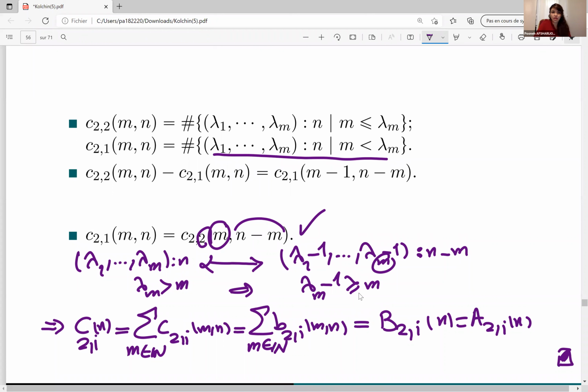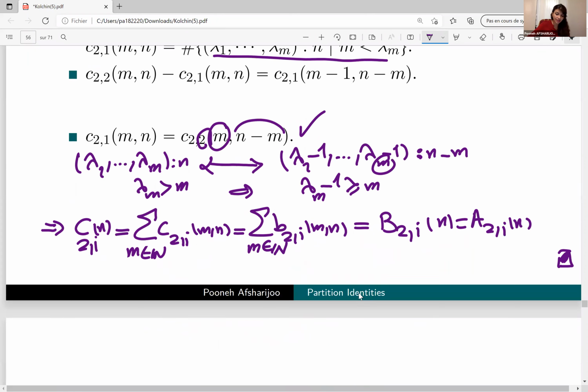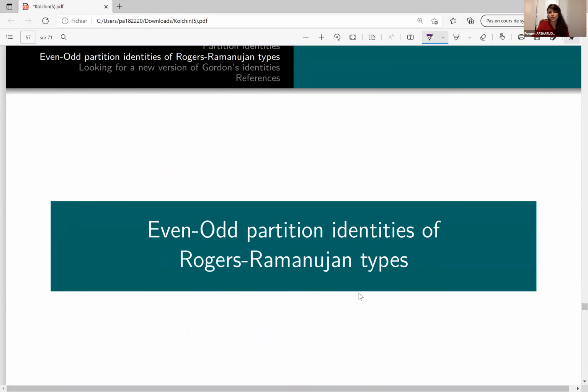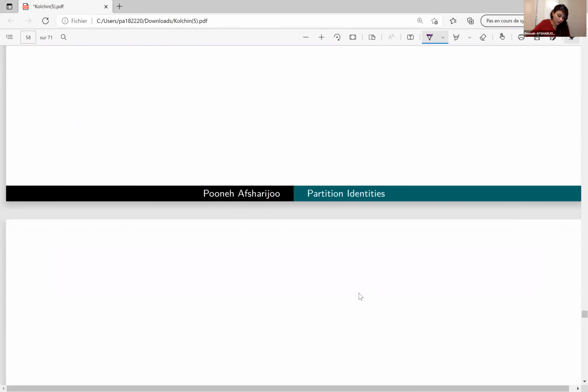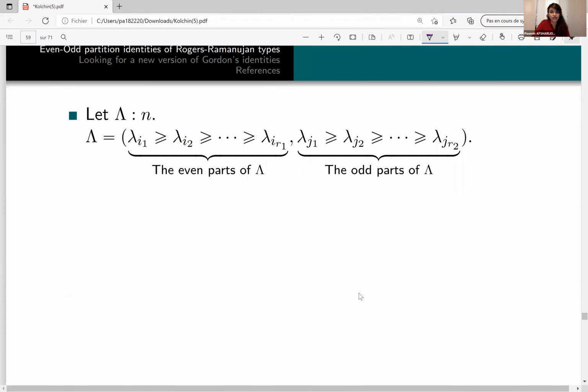After this theorem, I proved another theorem which adds another new member to the Rogers-Ramanujan identities, which behaves differently on even parts and on odd parts of a partition. So let's regroup the even parts of a partition lambda and denote them by lambda_i else, and its odd parts by lambda_j else.